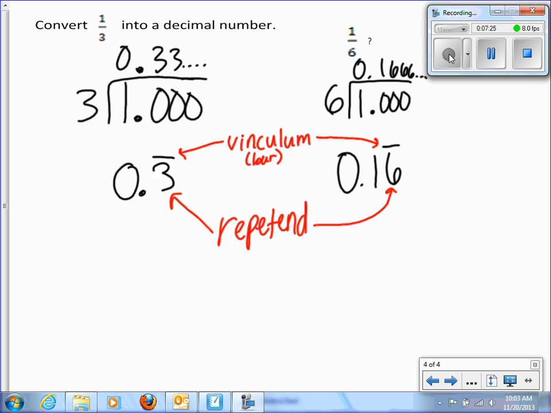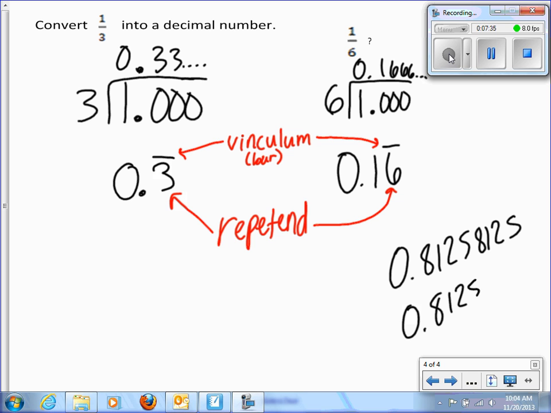The reason why I point that out is because sometimes you might have 0.8125, 8125 repeating. So the repetend would be 8125, the whole thing. And then you put the vinculum over just the repetend and you drop the rest. Okay, so the repetend is the part that repeats. Richard.